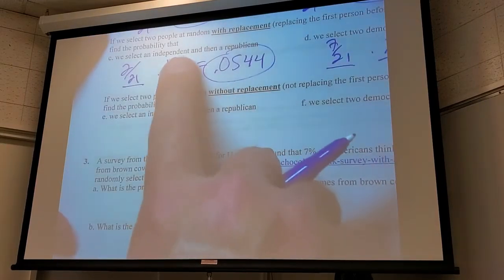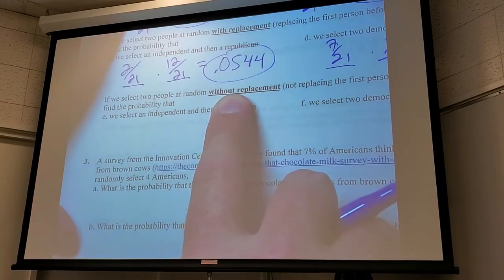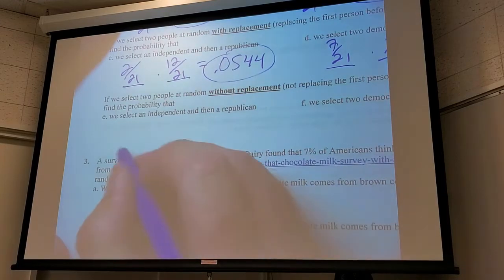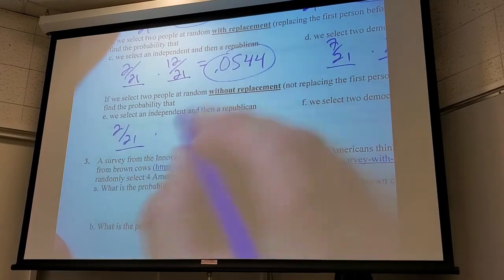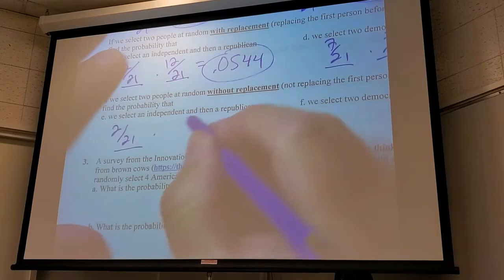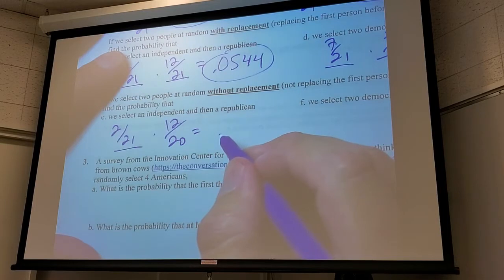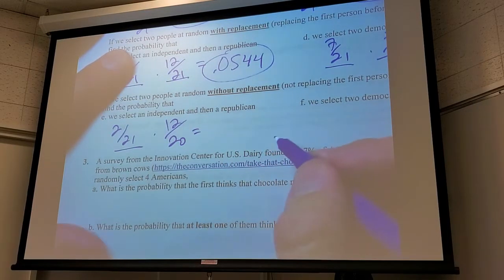Now I'm doing the exact same question, but a different situation. The independent is still going to be a 2 out of 21 chance, but then I let them leave. What's the probability now that I get a Republican after I let that person leave? 12 out of 20. Yes, still 12 Republicans in there waiting to get out, but now there's 20 people in there because I let one go. 12 out of 20. What's that going to be? 0.0571.